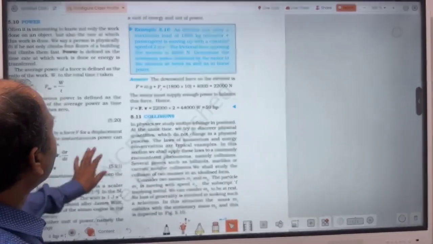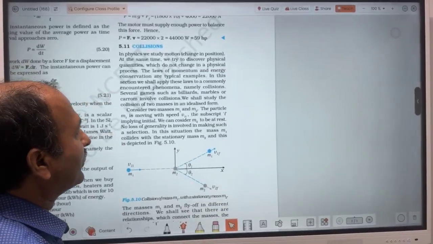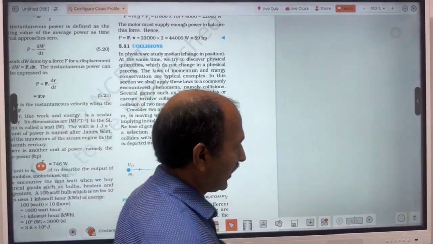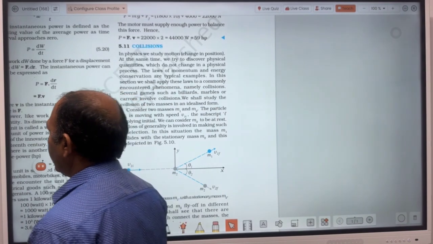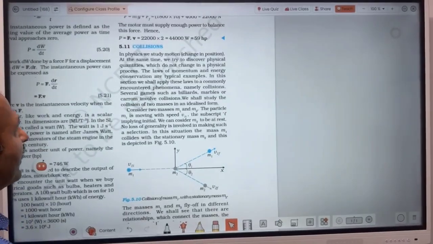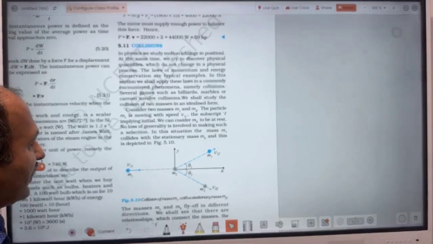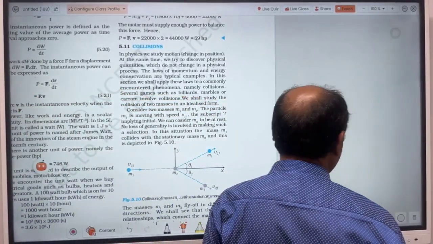Now we are going to see different types of collisions. Collisions can be of two types. Number one, elastic collision. Elastic collision means momentum and kinetic energy remain conserved. Another type is inelastic collision, in which kinetic energy is not conserved.